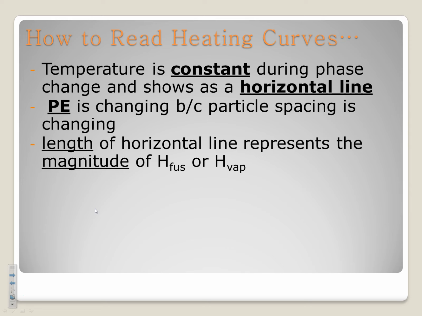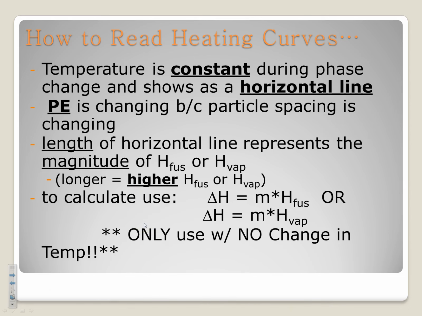When you look at these charts, you might notice that the heat of vaporization is larger than the heat of fusion on the chart. That goes along with the concept of what we learned back in the last section. So the longer it is, the higher the heat of fusion or heat of vaporization. And if we're in one of these flat portions, we're talking about a phase change. So what we're going to be using is delta H equals mass times heat of fusion, or delta H equals mass times heat of vaporization. A phase change, there's no change in temperature.